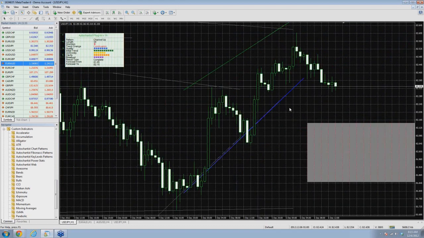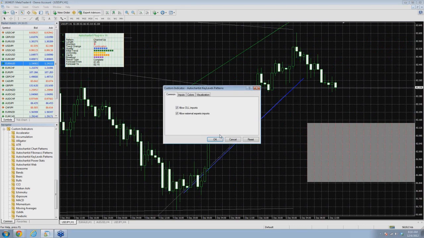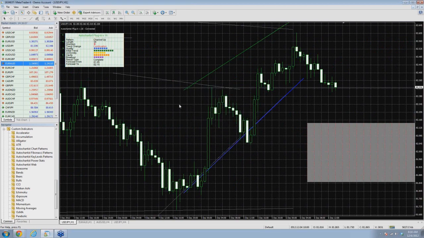What I like to do is slide in the key levels indicator, and I wait for that to populate also. And I want to see if the market has a key level that I should be using in conjunction with this chart pattern. Well, sometimes you get them, sometimes you don't. So in this case, I don't see one coming in at this time.